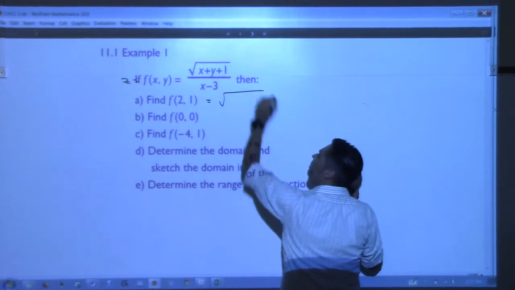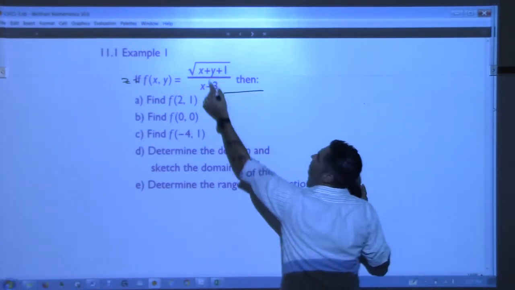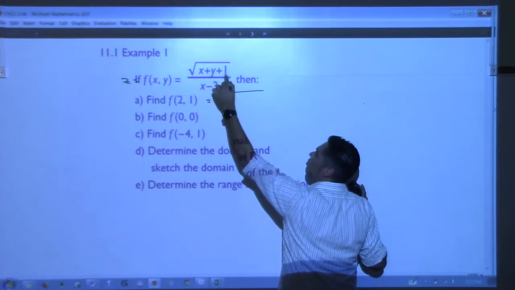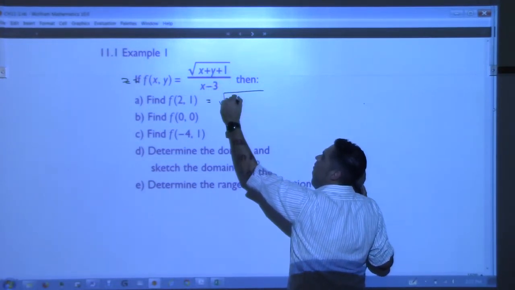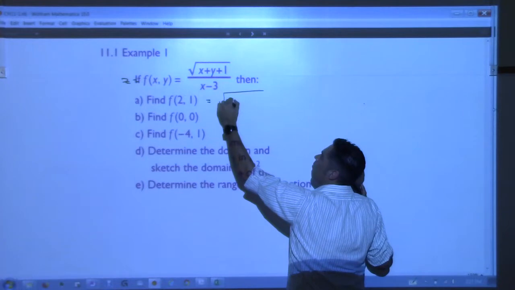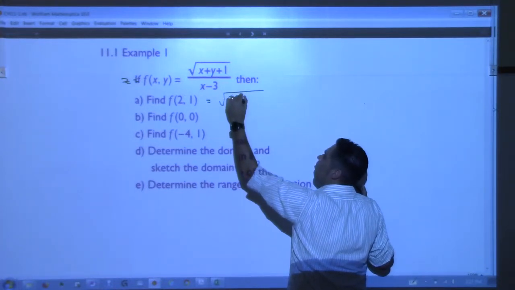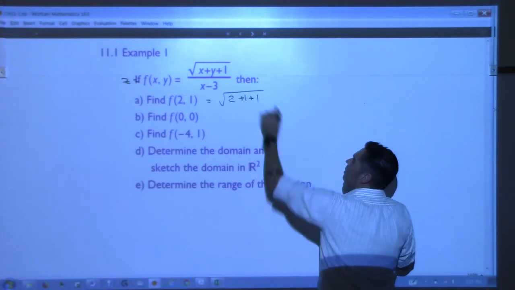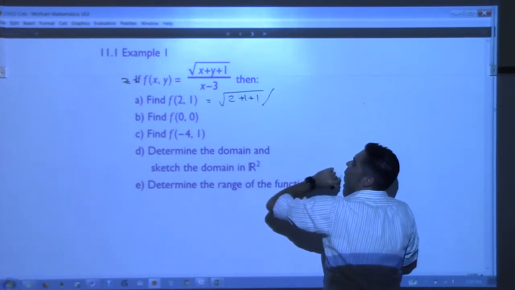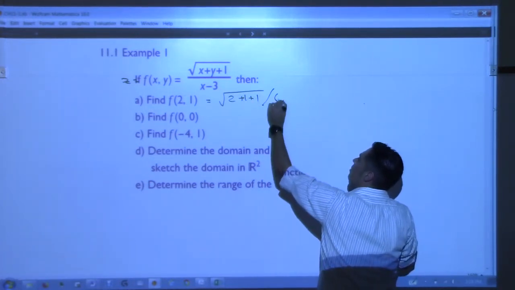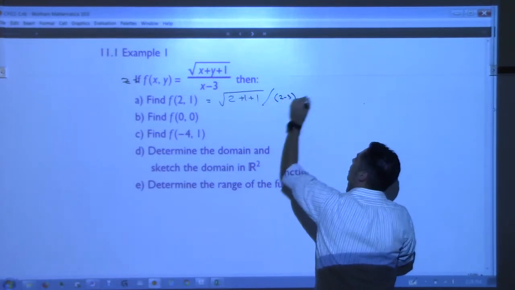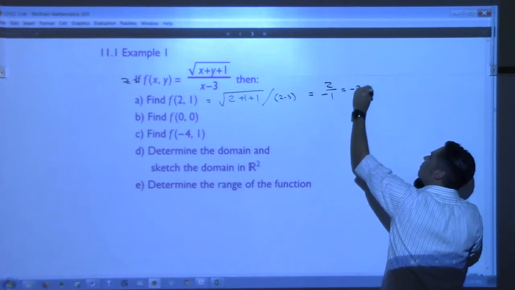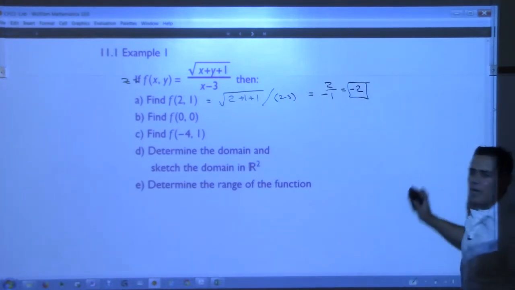Square root of, see on top we're doing 2, 1, so 4 on top. So root 2 over root, hold on, let me do it a little slower, 2 plus 1. That's plugging in the top, right? Over what? 2 minus 3, so 2 minus 3 is -1. So what would we have? 2 over -1, so -2? Right, that's what we get if we plugged in 2, 1.